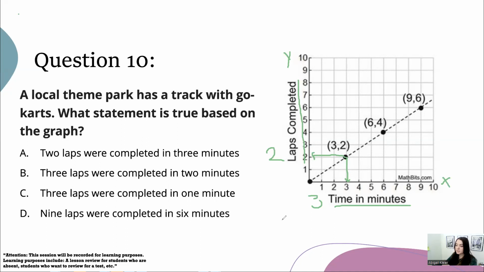So now I can use that to answer the question. I know that I'm talking about 3 minutes, and 2 laps were able to be completed. So now how does this match up with one of my answers? 2 laps were completed in 3 minutes. 3 laps were completed in 2 minutes. That's not correct. 3 laps were completed in 1 minute. Not correct. 9 laps were completed in 6 minutes. Not correct. So I know based on the context of the label of my x-axis and the label of my y-axis that the answer is A.